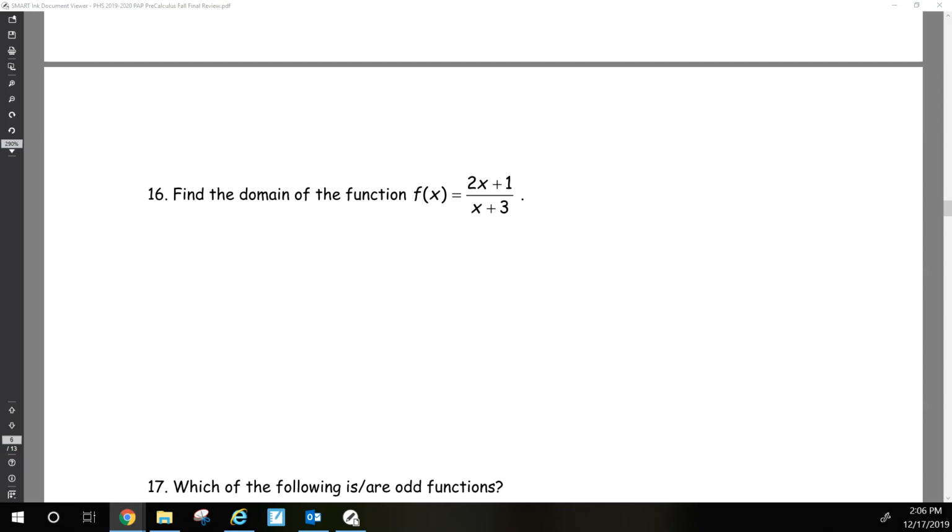Welcome back to your fall final review, PreCalculus, numbers 16 through 20. Number 16 says find the domain of this function. When we're looking for a domain, we're looking for any domain restrictors we have.